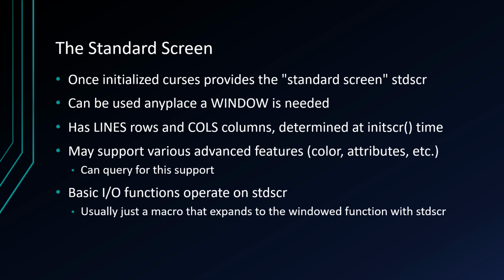Your terminal may support various optional features, and there are functions that you can call in ncurses to see if those features are present. Things like, does the terminal support color? Does it support a particular kind of attribute? We'll see an example of some of these functions. And you perform basic I/O operations, and they all operate on the standard screen. Usually these functions are just macros that invoke the windowed function with the standard screen variable supplied as the argument for the window parameter.